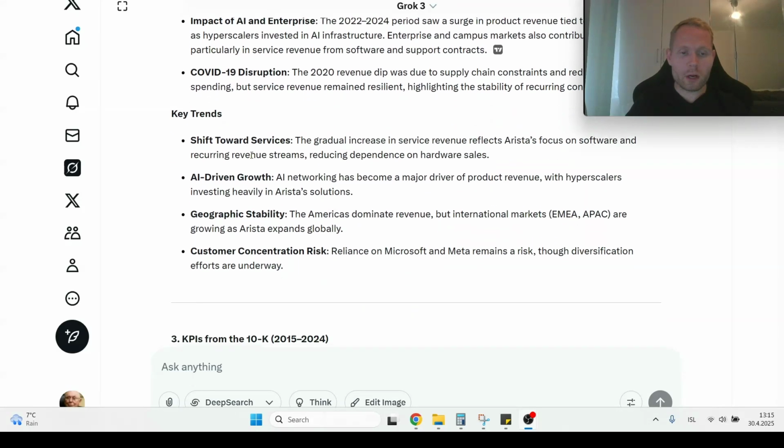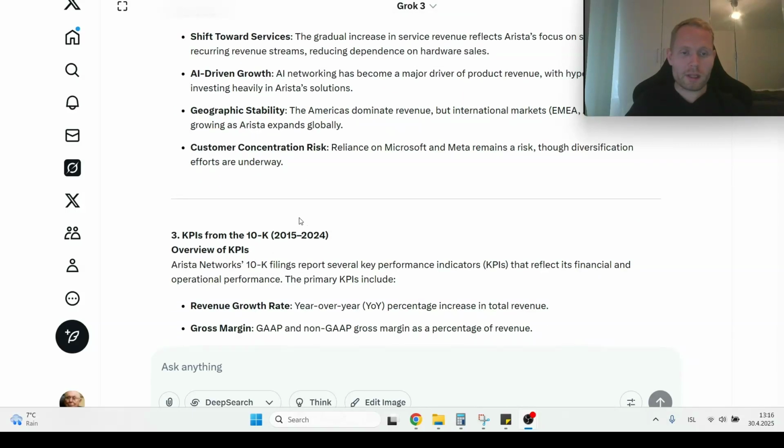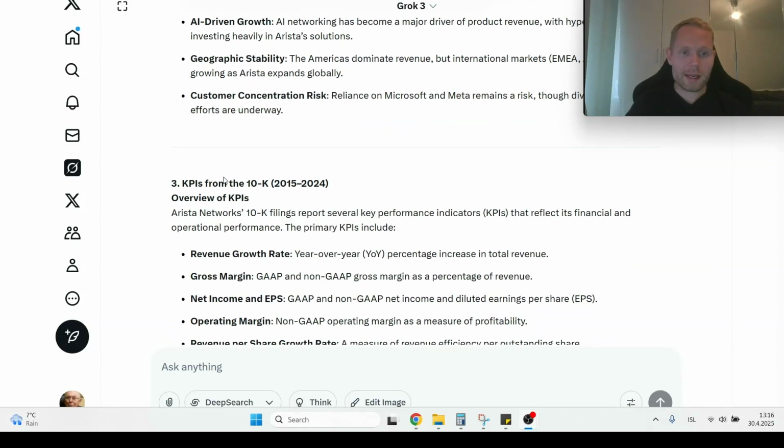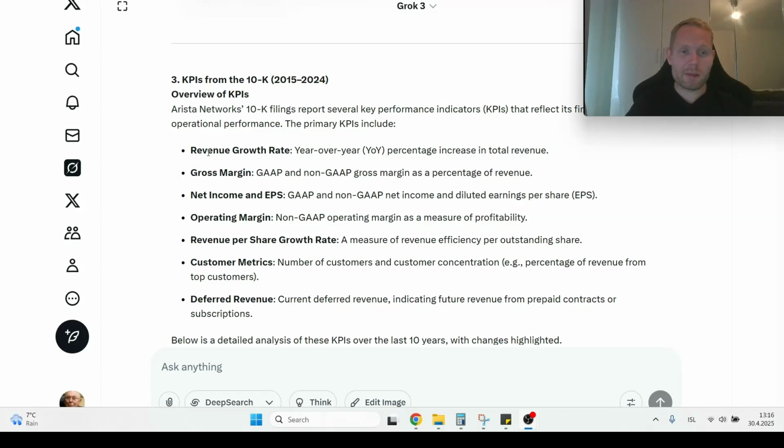And here we can see Grok is highlighting the first risk with the company, customer concentration risk. Reliance on Microsoft and Meta remains a risk, though diversification efforts are underway. So this is the first thing we see as a red flag. But to keep on going, we see the KPIs from the 10K. And we can see them here: revenue growth rate, gross margin, net income and EPS, operating margin, revenue per share growth rate, customer metrics, number of customers and customer concentration, and deferred revenue.